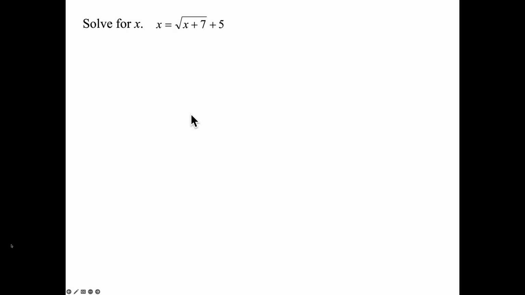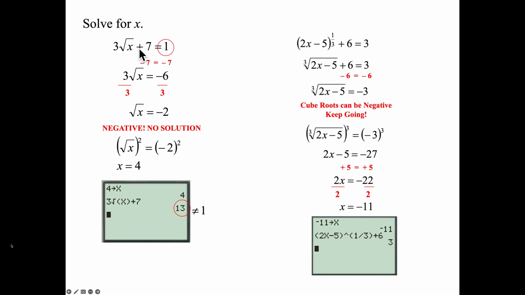Okay, now, when do things get more difficult? Notice what's different about all these problems we had here compared to this problem. That's right. There's two x's, one on the inside, one on the outside. This is when we run into that problem of you have to check your answers.